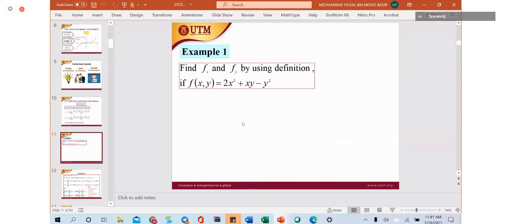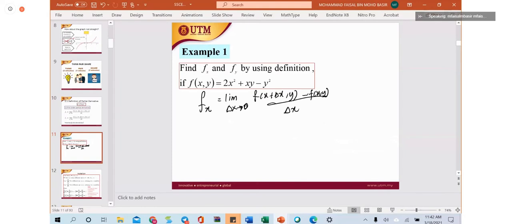Okay, find fx and fy using the definition. For this, fx. So we write the formula first. Limit as delta x approaches 0. Remember, f(x plus delta x, y), here must be delta x. Here also delta x approaches 0, automatically 0.